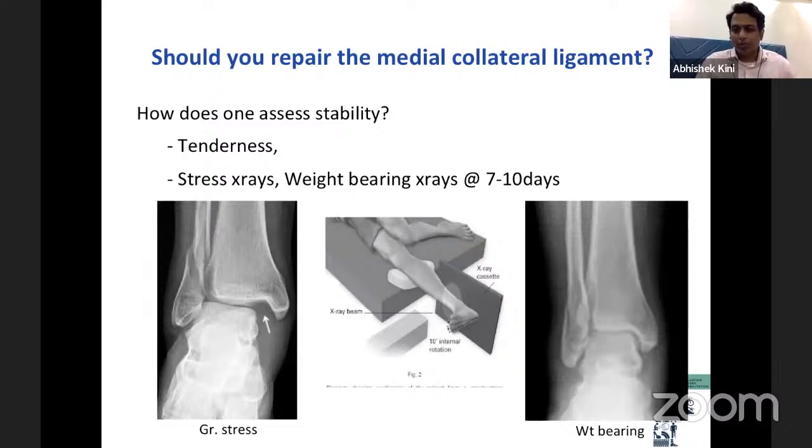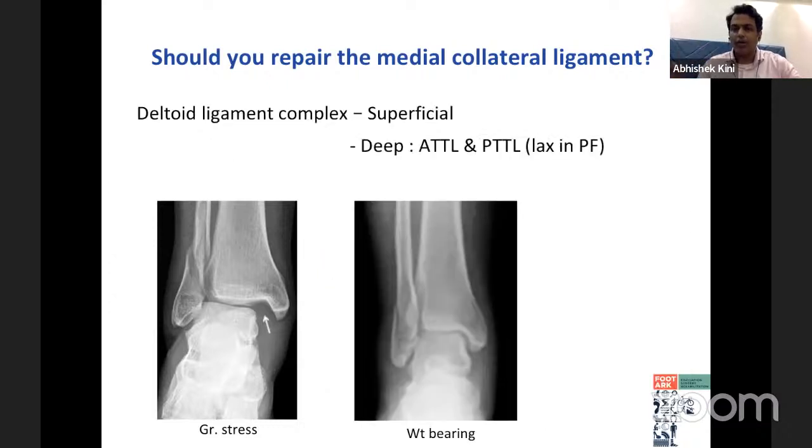So one of the papers in 2017 had mentioned that gravity stress x-ray actually overpredicts the deltoid injury for surgery, where they said that the most important component of deltoid, that is the posterior tibio-talar ligament, that is the deep portion, is lax when the foot is plantar flexed and gets taut when it is plantigrade. So when you're doing a gravity stress x-ray, when the foot is plantar flexed, it opens the medial side and gives us a false impression of being a medial instability. And hence they believe, or they've said, that more important is the weight-bearing x-ray.